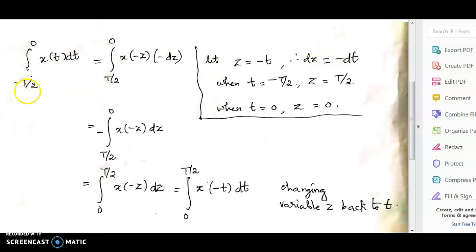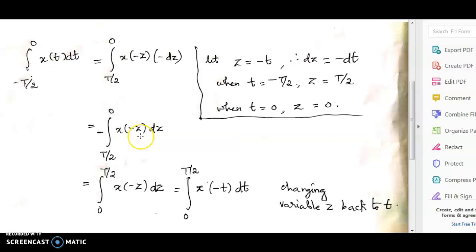Now here the lower limit of integration is minus T by 2. So when t is minus T by 2, what is the z value? The z value is minus of minus T by 2, and that is T by 2. And when t is 0, the upper limit, the z value is 0. Therefore the new integration in terms of variable z is going to be, the lower limit is, we got it as T by 2, the upper limit is 0, and x of t is equal to x of minus z.